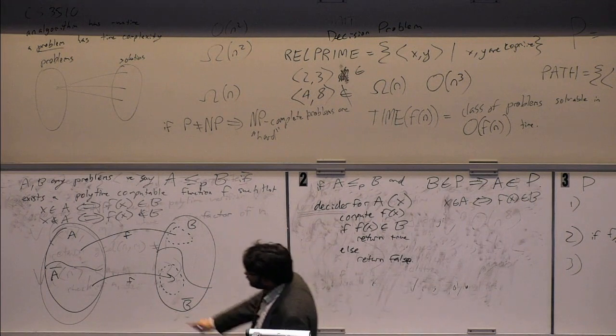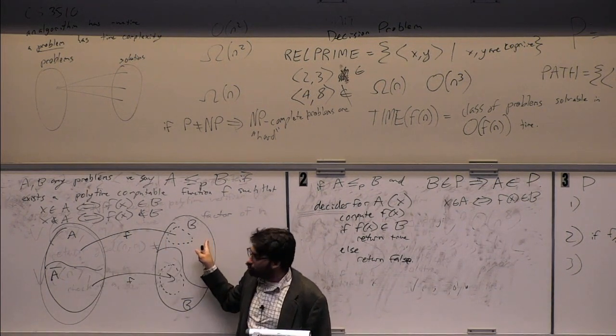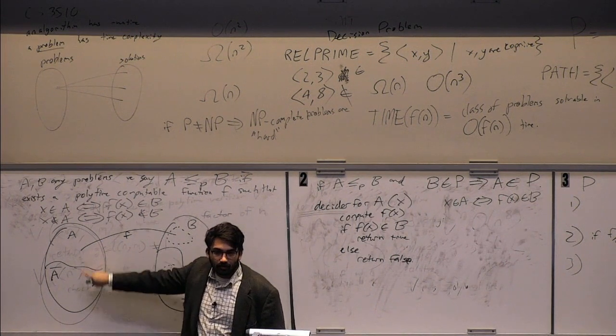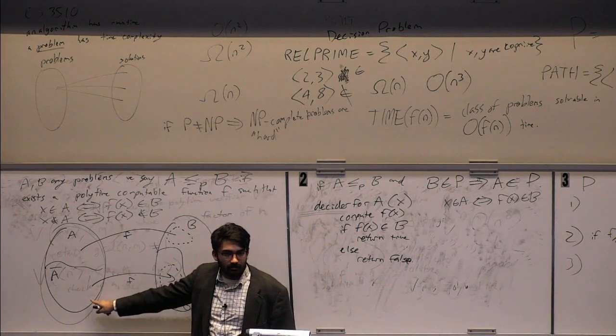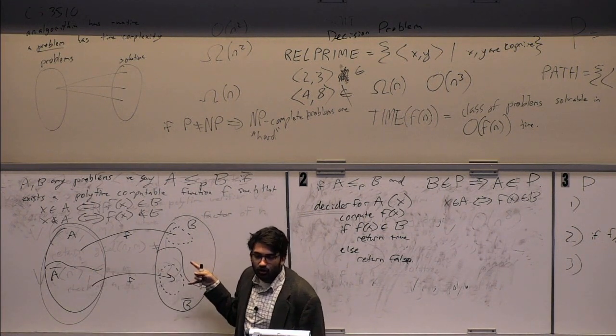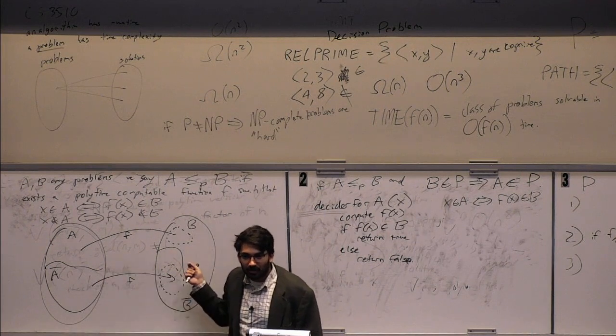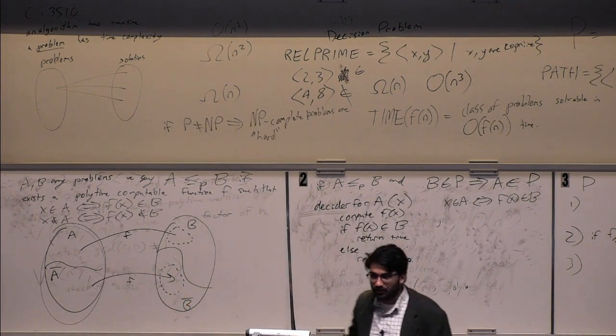Why? If x is here and you compute the translation, and if you're in B after the translation, then you know you came from the good. But if you were in the bad and you compute the translation and you're in the bad, then you know you came from the bad, right? The reduction preserves the correctness for you. So you can compute A by computing B plus the reduction. That's one of the reasons we do this.